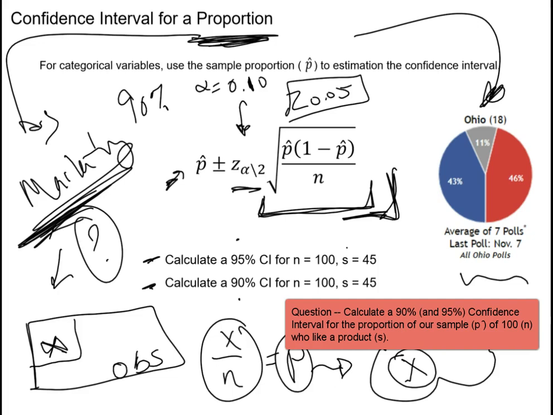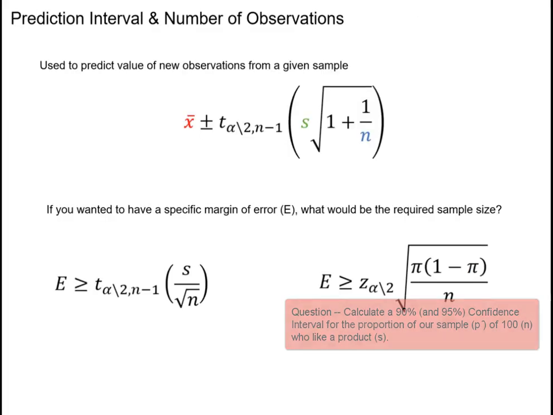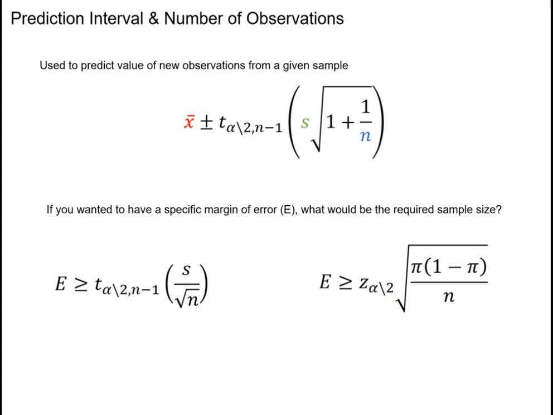Let's think of defining success as being who likes a product. What's a 95% confidence interval for the proportion of our sample that likes a product? And then the very last topic that we want to consider in this area.